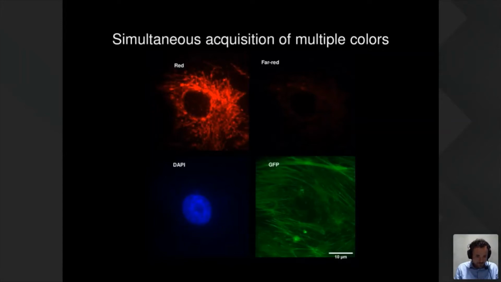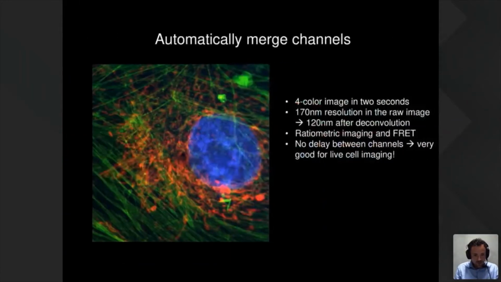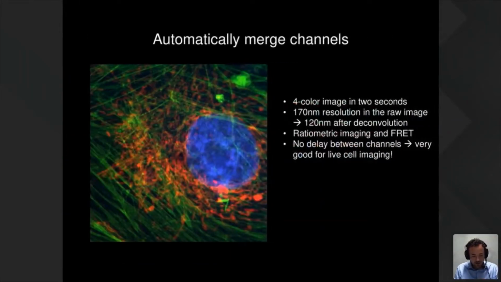By using filters, we can make this happen, and this means that you can do 4 colors at the same time. You have no delay in between the color acquisitions, which is nice. And here you see then the composite image. The software can automatically merge these 4 fields and make a 4-color image out of this. So this means that you can do 4 colors in about 2 seconds. And 170 nanometers you find in the raw image, and 120 nanometers after deconvolution.